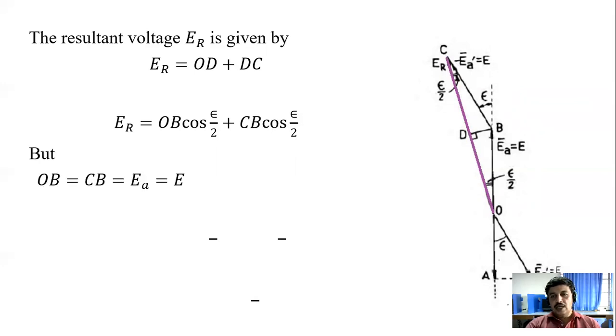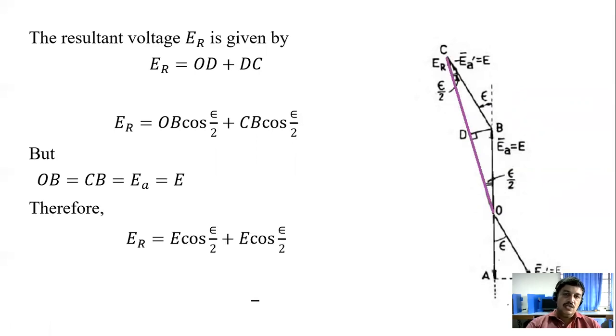But this OB is equal to BC, which is equal to EA, that is equal to E. Both phasors, OB and BC, are the same, and they are equal to EA. We represent that RMS value as E. So ER is equal to E cos epsilon by 2 plus E cos epsilon by 2, which is nothing but 2 times E cos of epsilon by 2. So the resultant EMF induced in a short pitch coil is equal to phasor OC, which is equal to ER, and that is given as 2 times E cos epsilon by 2.